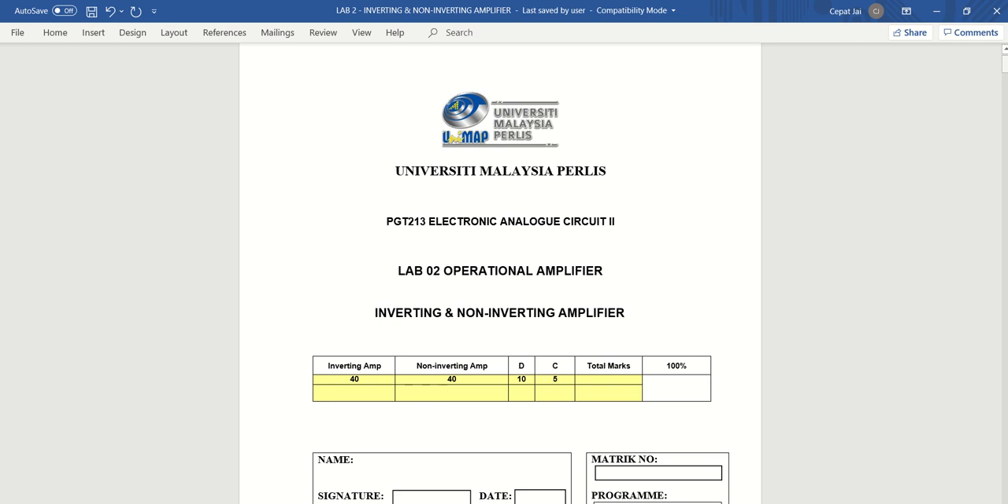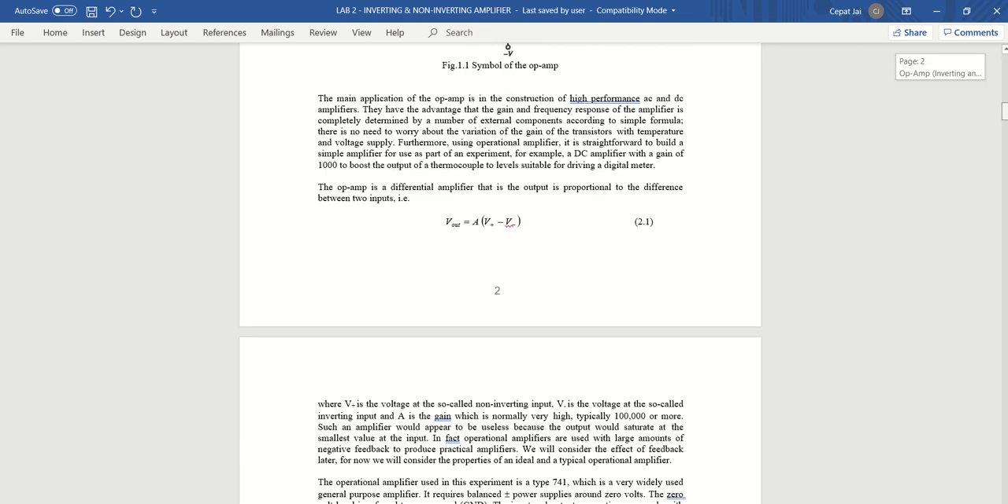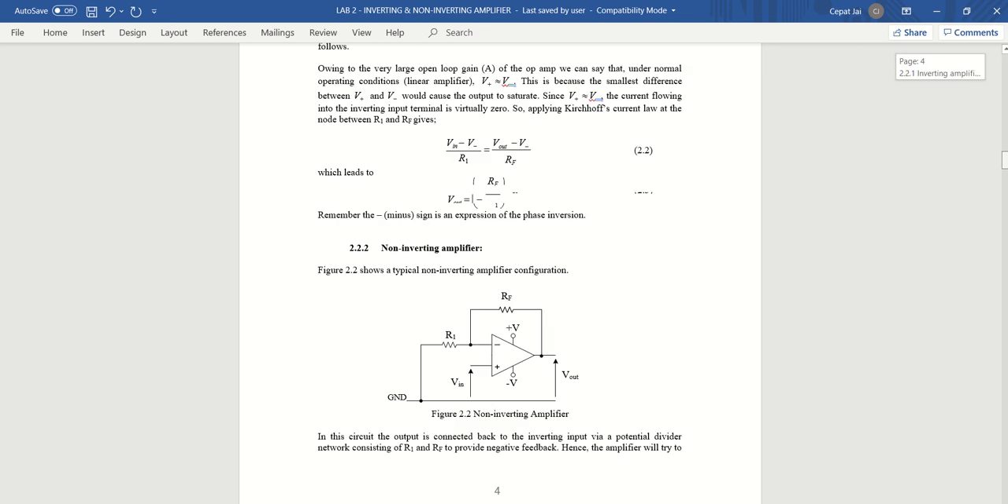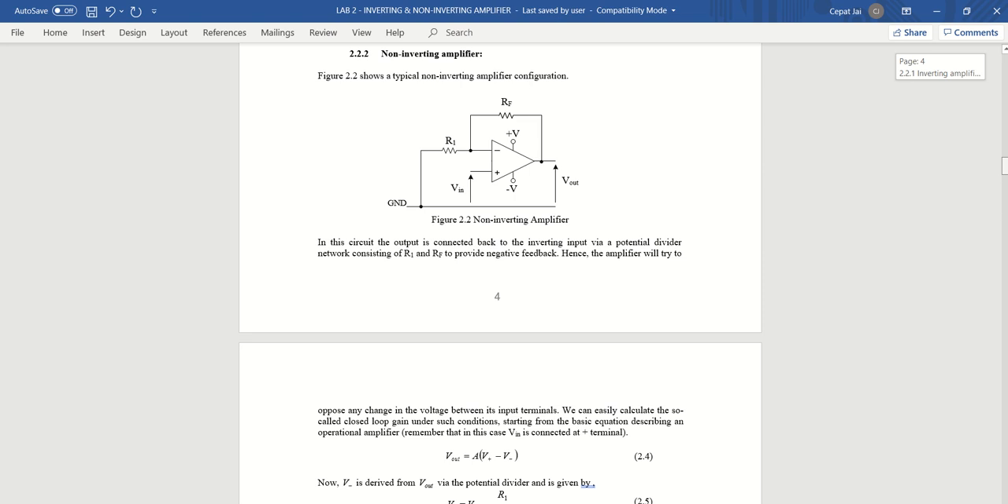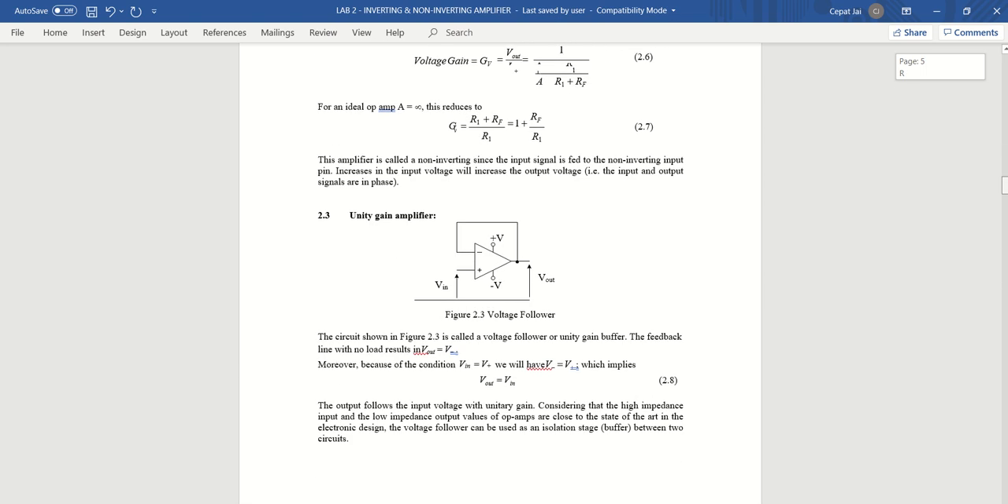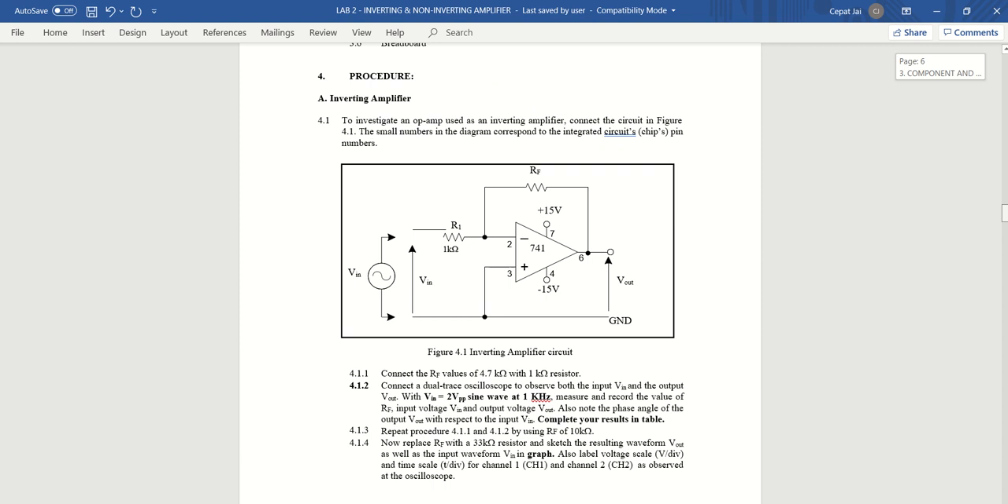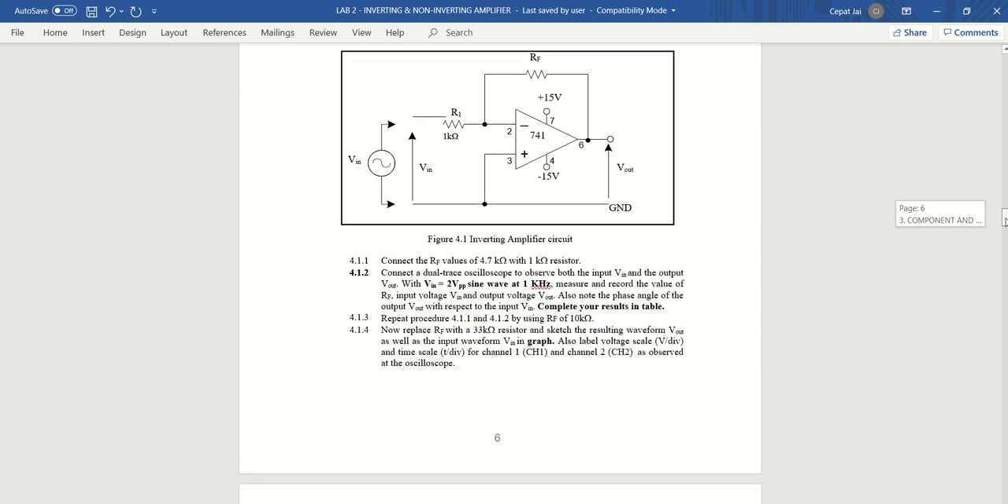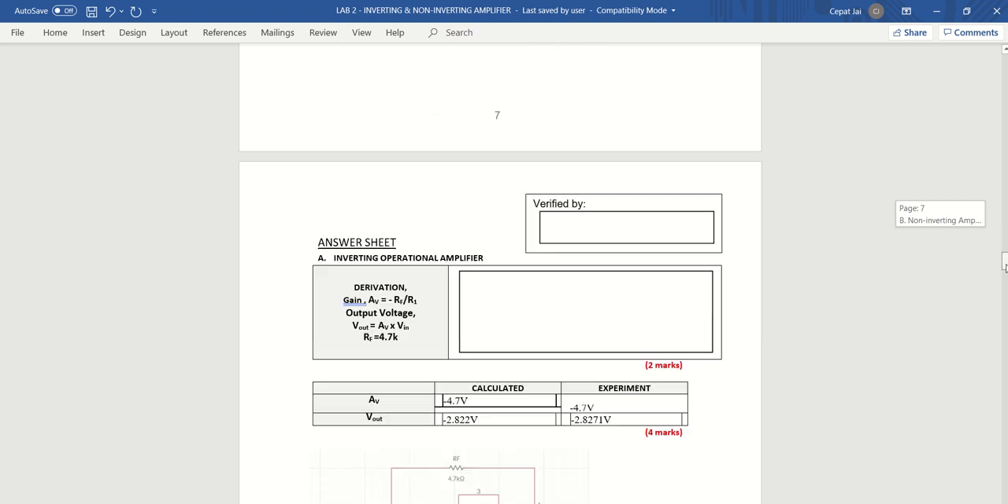Today I want to present and discuss Lab 1: operational amplifier, inverting and non-inverting amplifier. Firstly, I want to show the circuit that I made from Multisim Live. Firstly, the inverting amplifier. The inverting amplifier that I made is like this.